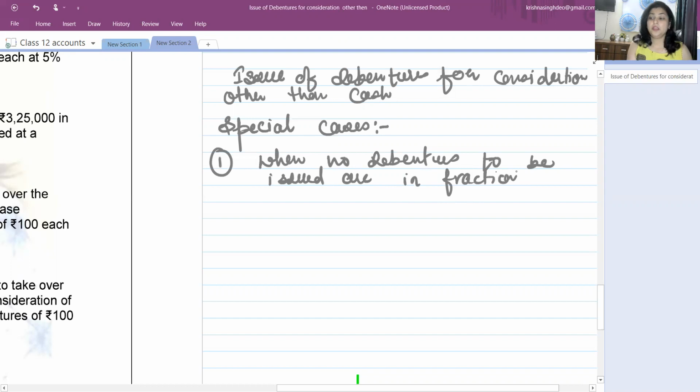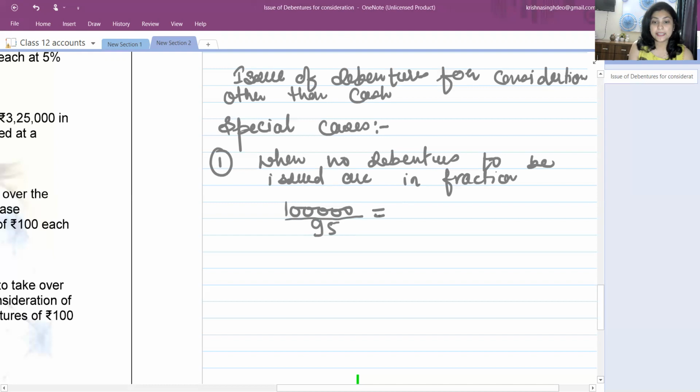Means sometimes it happens that the number of debentures you have to issue comes out in fractions. Let's say you have purchased machinery for which you have to pay 1 lakh rupees, maybe to promoters, and as consideration you are issuing debentures for this 1 lakh rupees. Now the question gives you the issue price, and let's suppose the issue price is 95 rupees per debenture. You're issuing them at a discount.